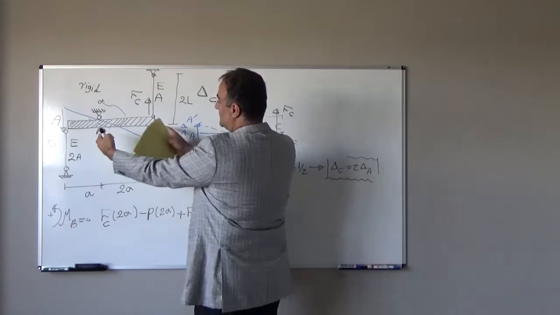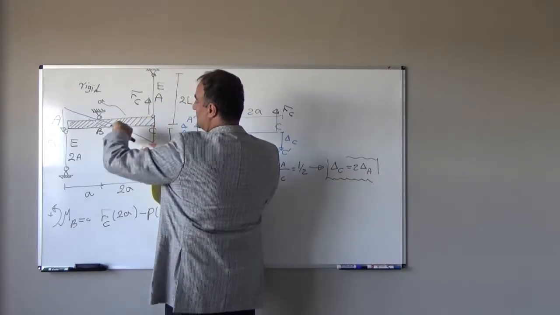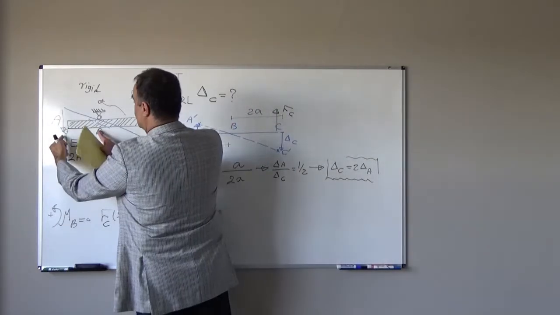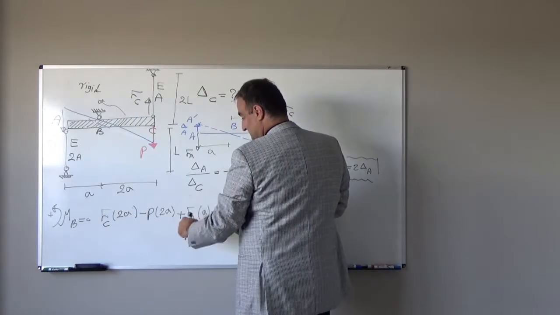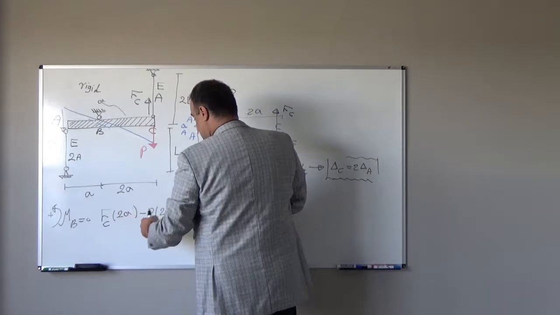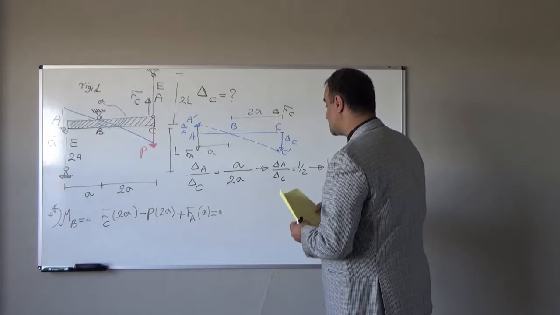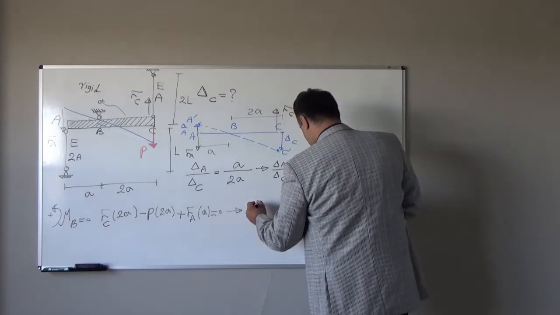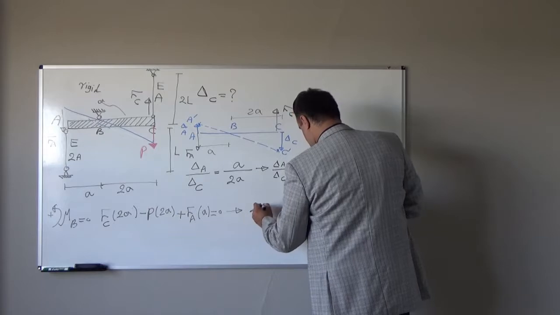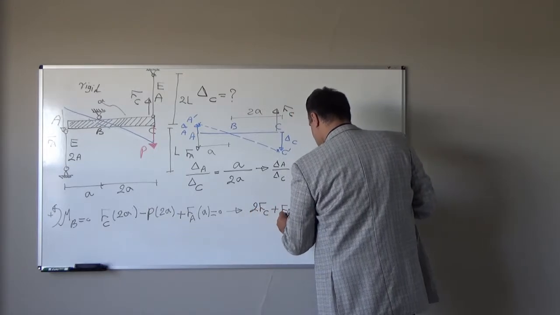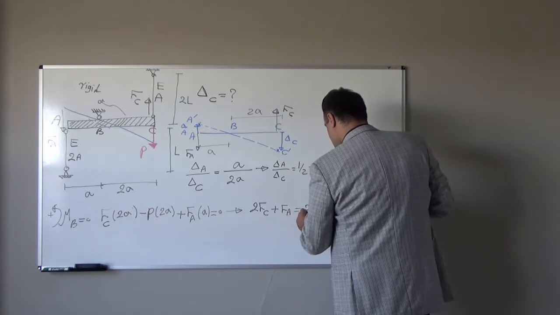FC times 2A is counterclockwise, positive. FA times A is positive. External load P times 2A is clockwise, negative. I can write this equation using the equilibrium equation. So from here I can write 2FC plus FA is equal to 2P.